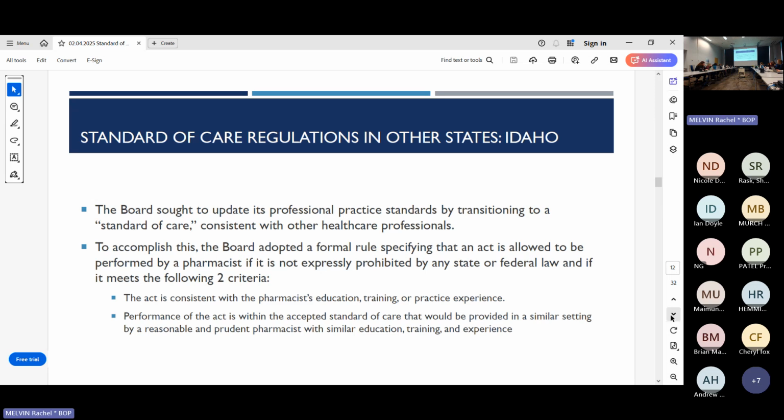And to accomplish this, the board adopted a formal rule specifying that an act is allowed to be performed by pharmacists, even if it is not expressly prohibited by any state or federal law, and if it meets the following two criteria. The act is consistent with the pharmacist's education, training, and experience, and performance of the act is within the accepted standard of care that would be provided in a similar setting by a reasonable and prudent pharmacist with similar education, training, and experience.